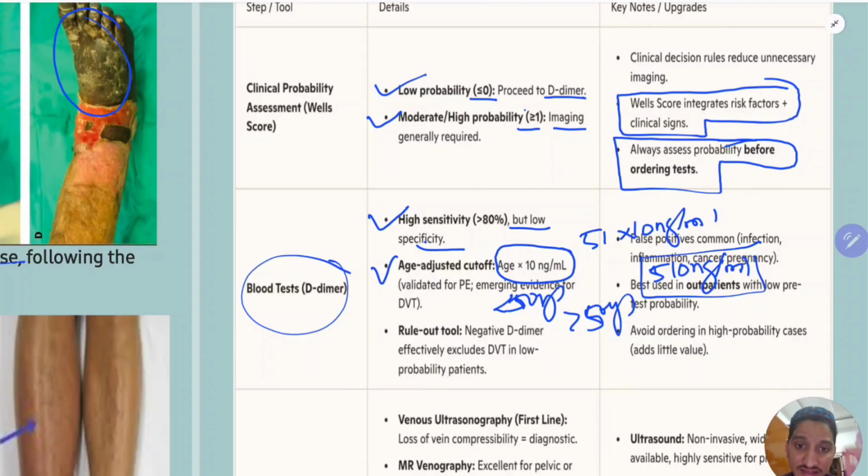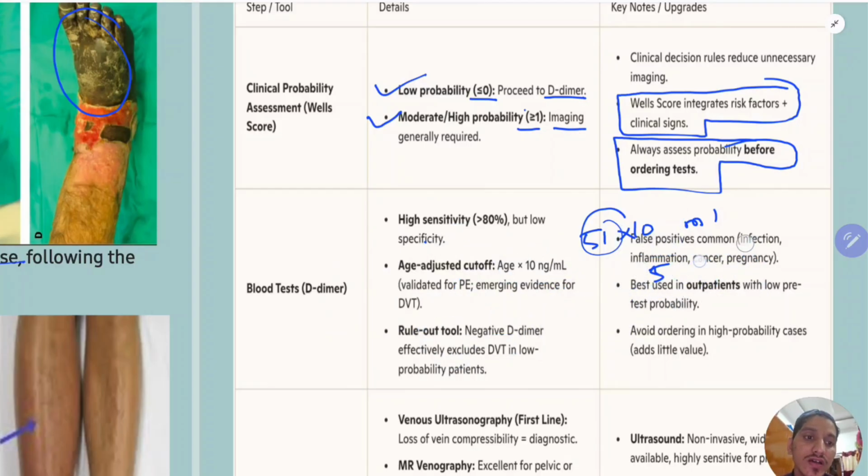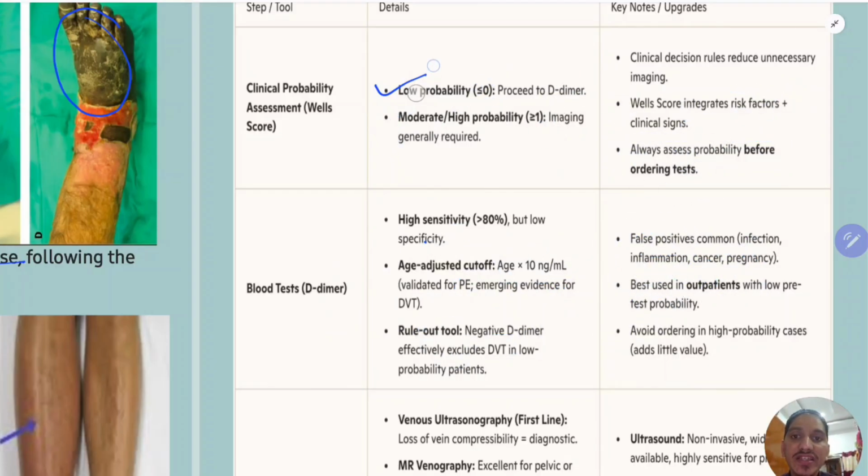That means if a patient who is aged 51 years has more than 510 nanogram per ml of D dimer, that suggests the evidence of pulmonary embolism or deep venous thrombosis. But if the D dimer is negative, that will effectively exclude DVT in low probability cases. So you should not do this D dimer in medium to high probability cases. Remember this point. Even if it is negative, you should proceed for treatment if imaging modality is not available.